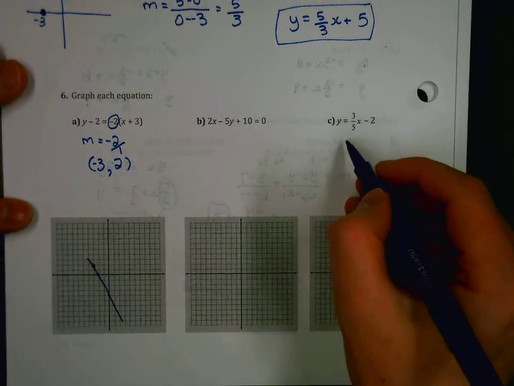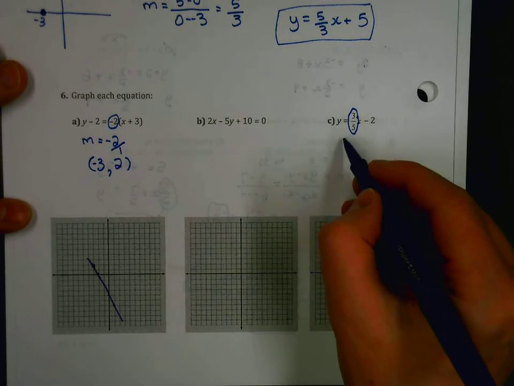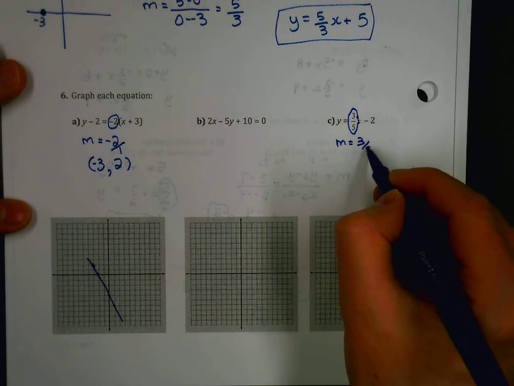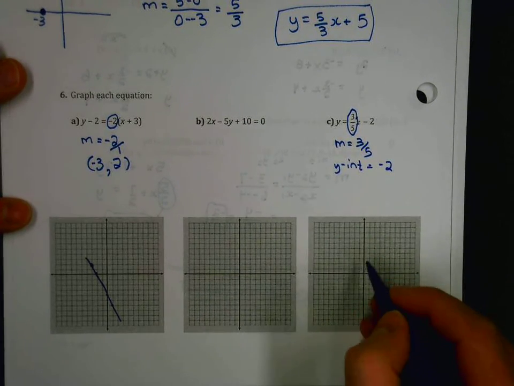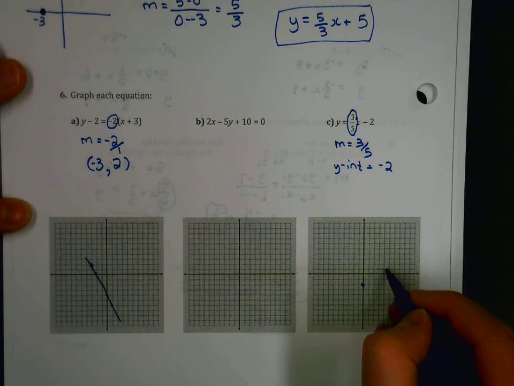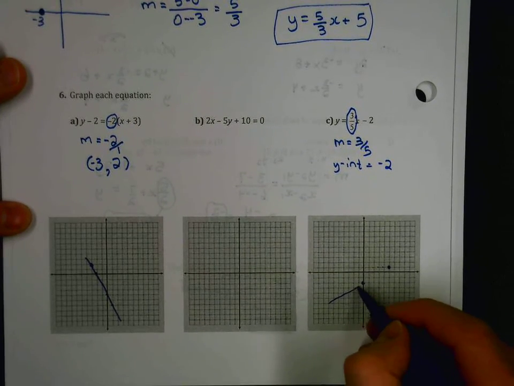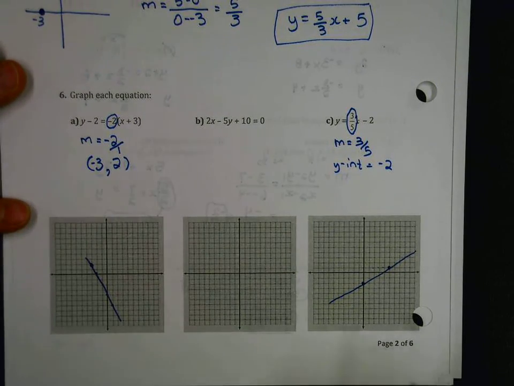For letter C, similar setup. We have a positive 3 over 5 as our slope, and we have a y-intercept that is a negative 2. So starting at a negative 2, we can rise 1, 2, 3, run across 1, 2, 3, 4, 5. And enough of a distance to say there's our trend, there's our slope.